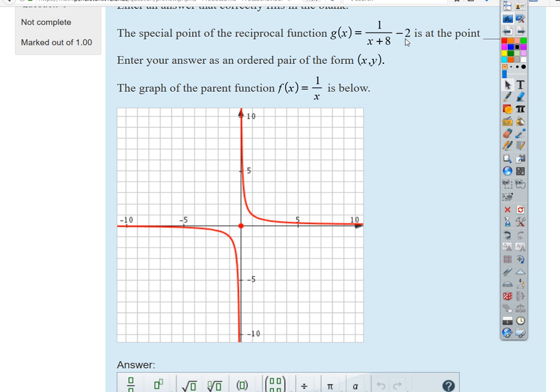That's going to be where, if we wanted to graph this thing, here, let's put it on Desmos and see. I'll show you what I mean.